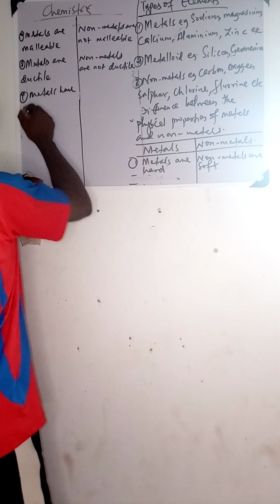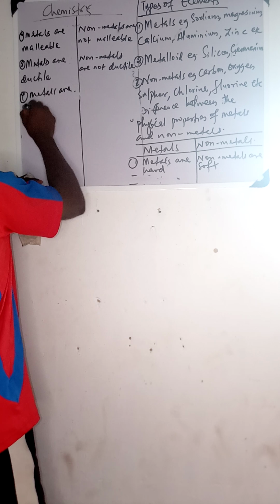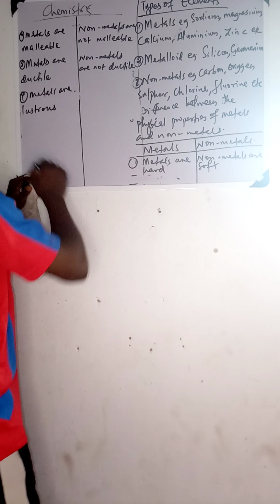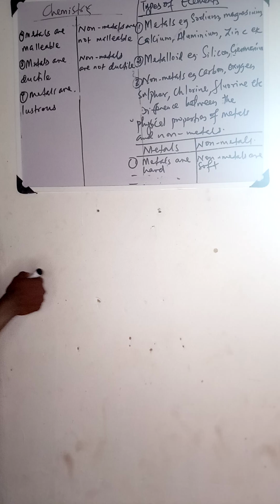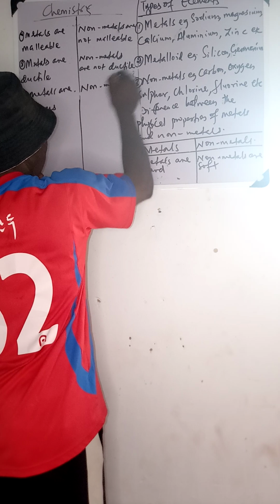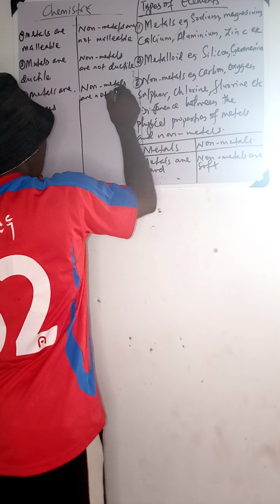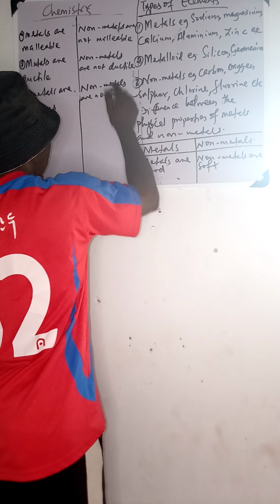Then you talk about metals. Metals are lustrous. That is the ability of a metal to shine or sparkle when cut or polished. Whereas non-metals are not lustrous.